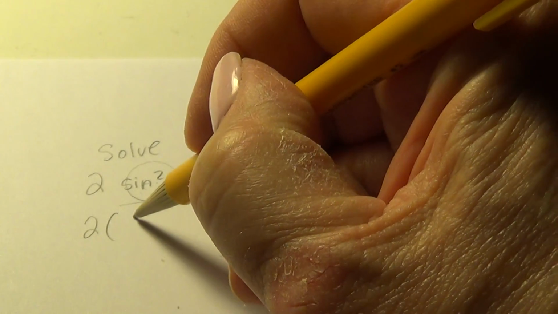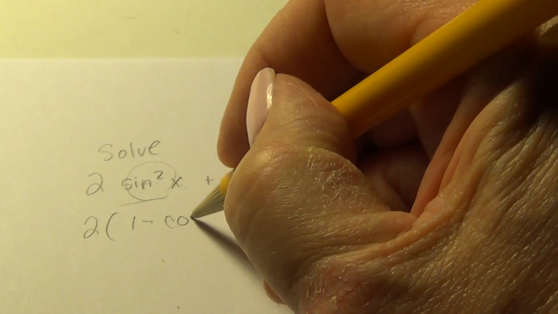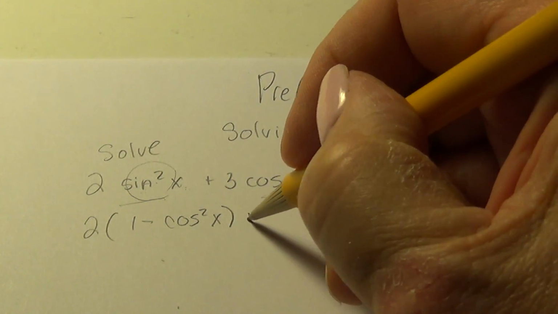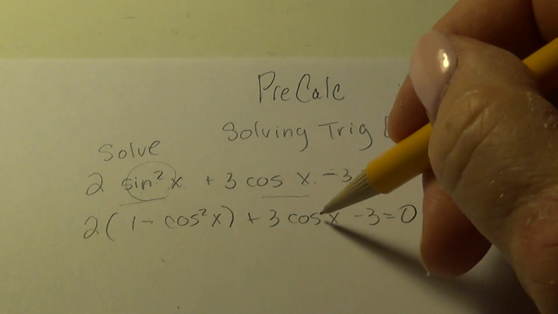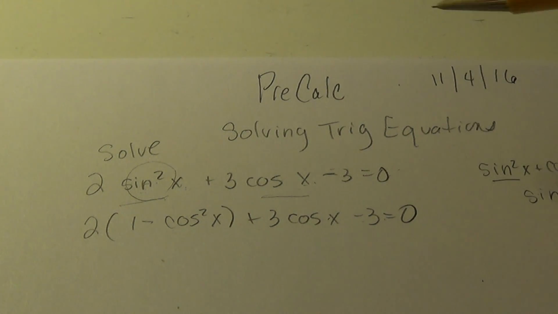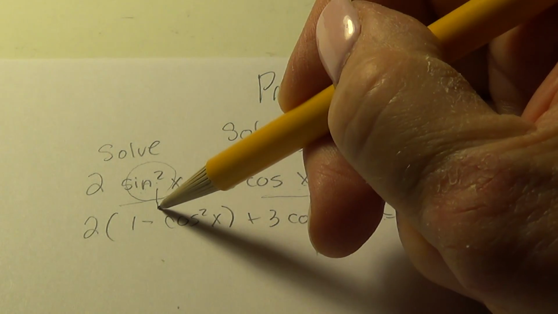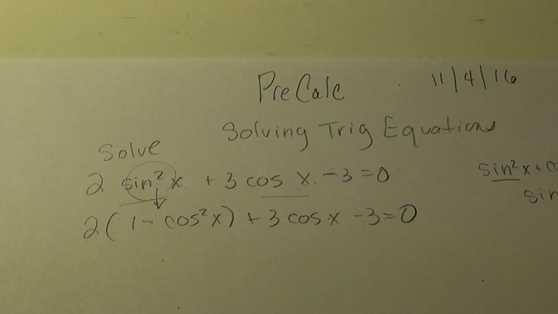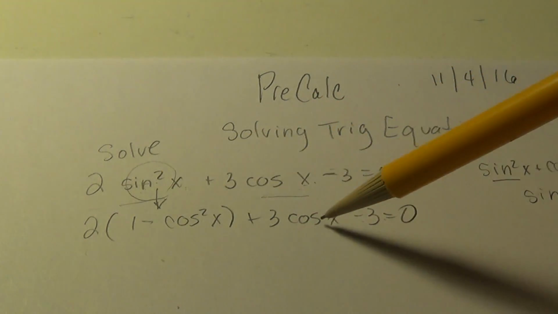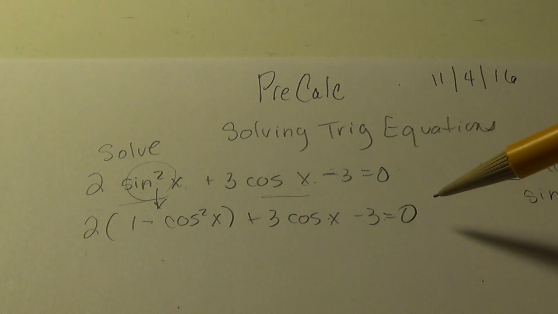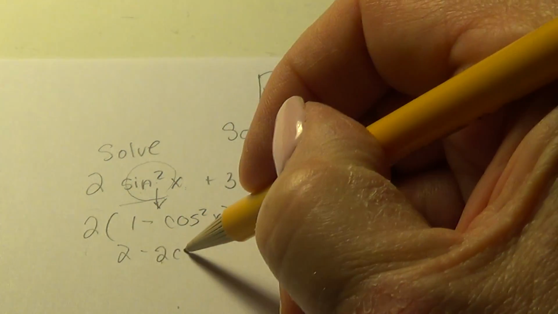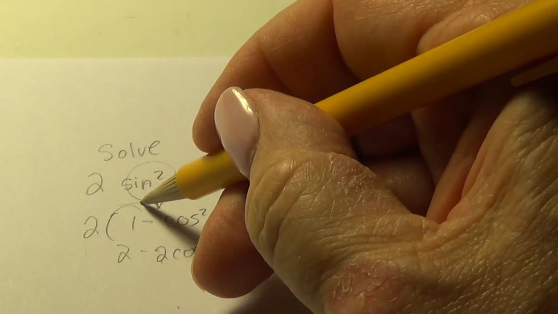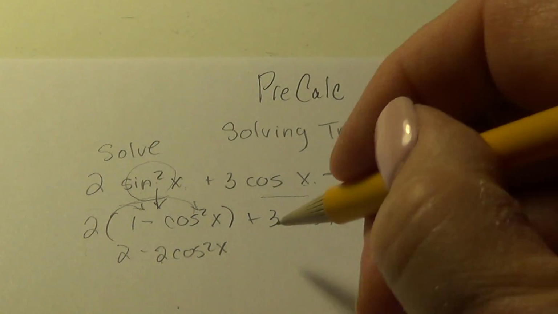So instead of having sine squared, when I get to it, I put in parentheses 1 minus cosine squared x. Plus 3 cosine x minus 3 remain unchanged from the problem. So all I did was substitute sine squared with 1 minus cosine squared. So now the function has all cosine to work in. So multiply by 2, distributing the 2 will create that.